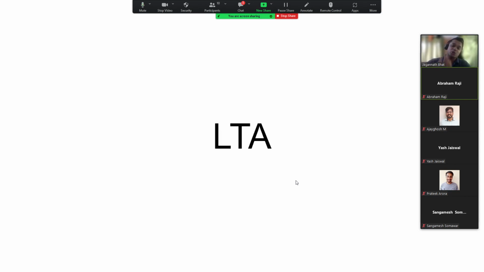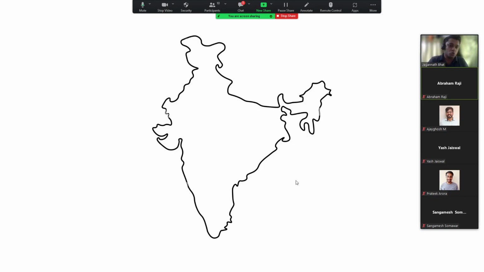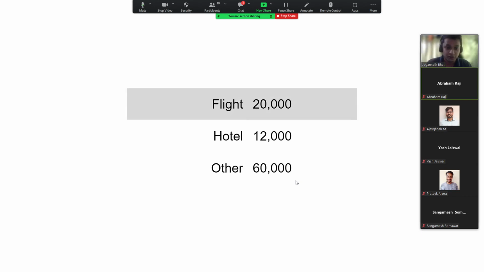Now let's move on to the next one, leave travel allowance, or LTA in short. If you're traveling anywhere in India, the cost of traveling to that place you can claim as a tax exemption. Let's say you take a trip to Shimla. I calculated this based on a trip to Shimla, but it's rounded. Let's say the back and forth flight costs you 20,000 rupees. Let's say you stay at a hotel for 12,000, and you have other expenses of 1,000.